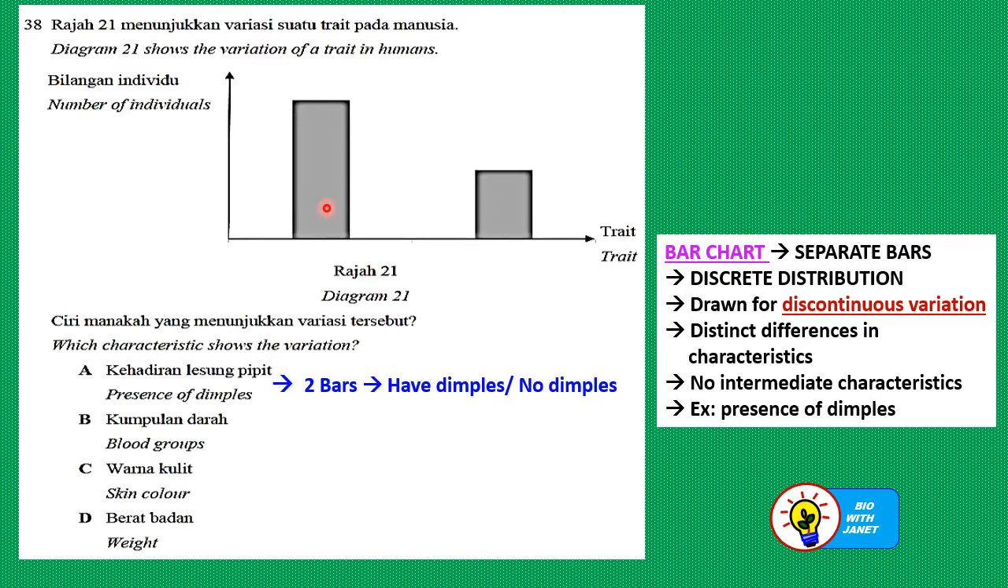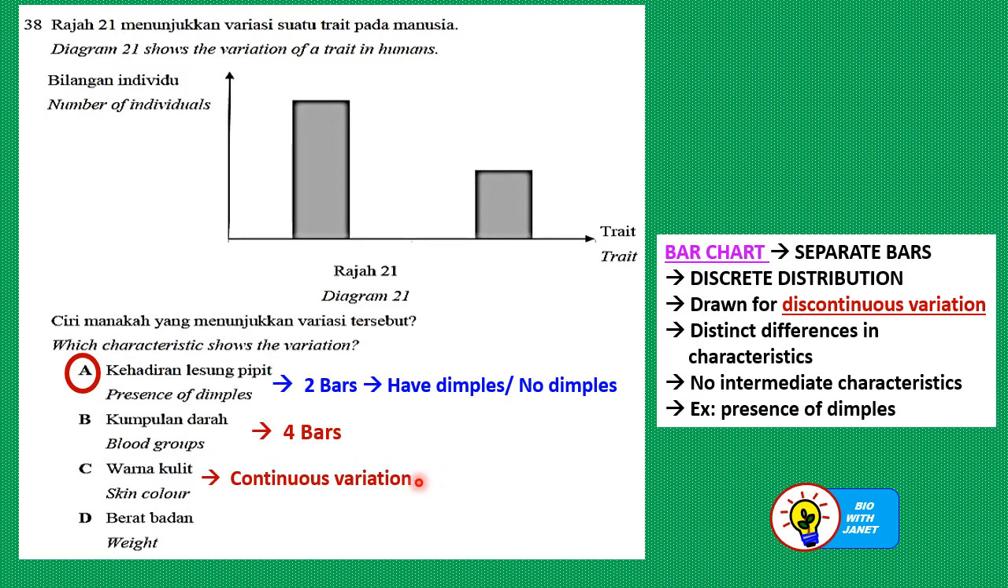So the first bar may be for those people who have dimples, how many of them have dimples in the group, and the second one is how many don't have dimples, right? Now, how can it be blood group? No, because the classification of blood groups based on the ABO classification system means that there are 4 blood groups, right? So there should be 4 bars. Bar for blood group O, then A, then B, and then AB. But there are only 2 bars here, so it's not for blood group. This bar chart is not possible for blood group.